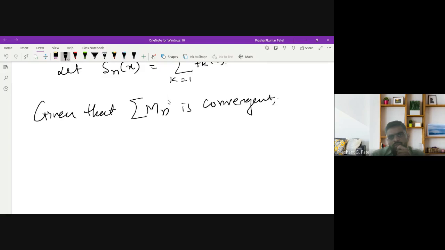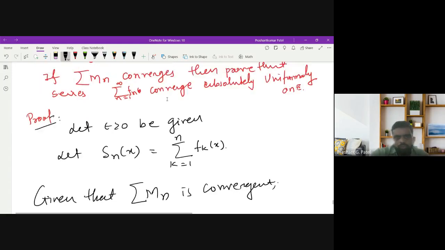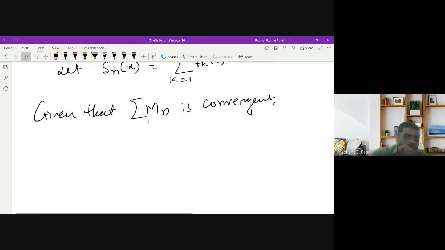Therefore, as per the definition, the sequence of partial sums is convergent, so the partial sum is Cauchy. So we'll use Cauchy's criterion to prove this is uniformly convergent. What is Cauchy's criterion? We know that a sequence is convergent if and only if it is Cauchy. That is known as Cauchy's criterion. Or I can say a sequence of functions is uniformly convergent if and only if it is a uniformly Cauchy sequence. So we'll use Cauchy's criterion to prove this.